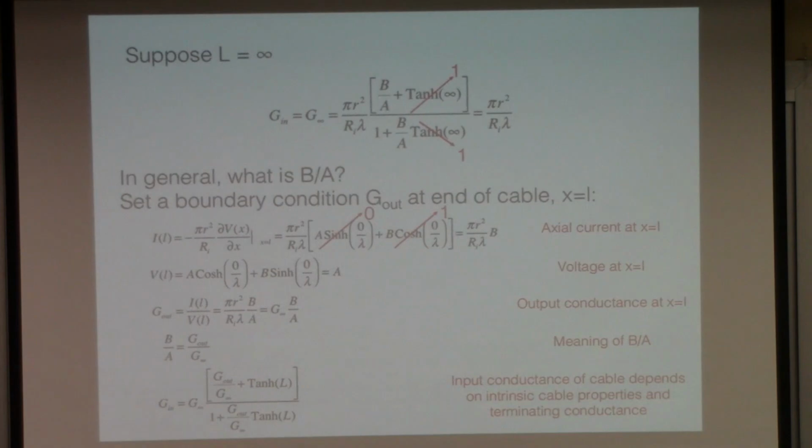Okay, suppose this is a semi-infinite cable. We let the distance, the length of the cable go to infinity. It's infinitely long. Well, if we do that, this term goes to 1. The hyperbolic tangent of infinity is 1. And we're left with 1 plus b over a divided by 1 plus b over a. Hey, that's 1. So we're just left with this stuff, and we know the input conductance of this infinite version of the cable is equal to this term here.